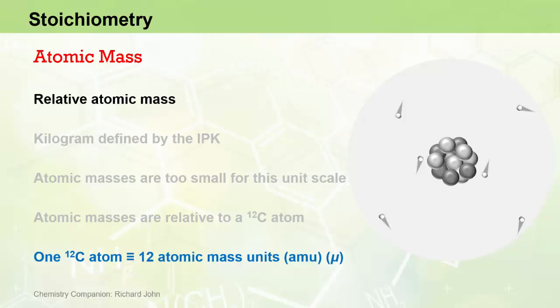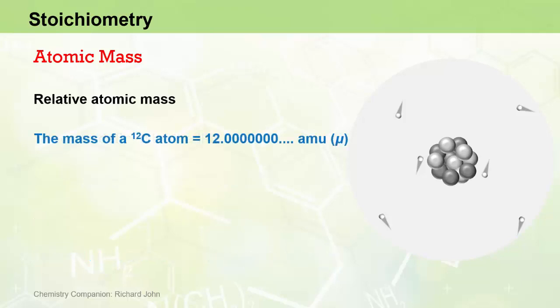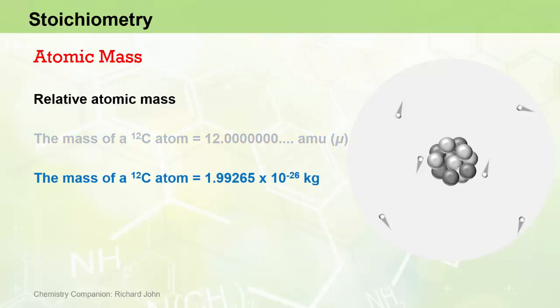Atomic mass units are often abbreviated to AMU, or they take on the Greek symbol mu. Now the mass of a carbon-12 atom is, as we've said, 12 atomic mass units, and this is an exact number, so for all intents and purposes, this value has an infinite number of significant figures. The actual mass in kilograms of a carbon-12 atom is 1.99265 times 10 to the minus 26 kilograms.